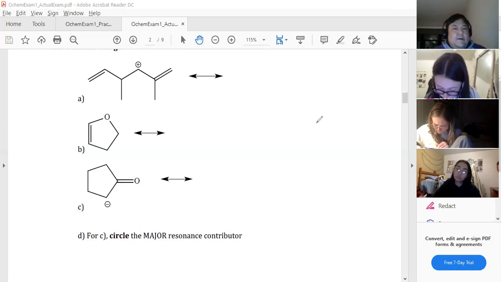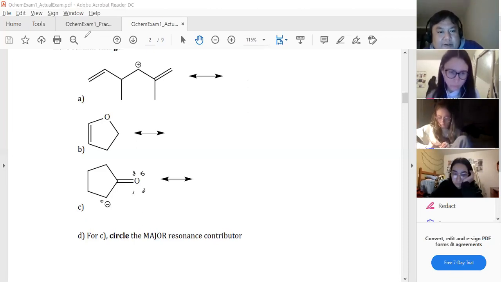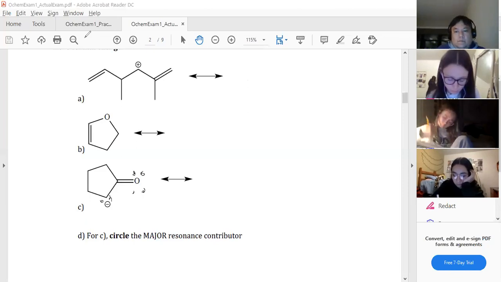Okay, I'm going to do one thing to help you out. I'm going to draw the lone pairs. We have a lone pair on the oxygen, right? So 1, 2, 3, 4, and there's a lone pair on the carbon. If a carbon has a negative charge, it has a lone pair. See if that helps you.